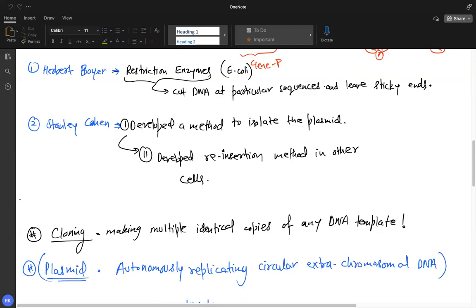Then what's the point of doing this? Because we want to prove that the gene is not on the chromosome. The gene is on the plasmid. And the point of doing this is, that's a very good question. What's the point of doing this? Are we just killing one bacteria and saving the other?